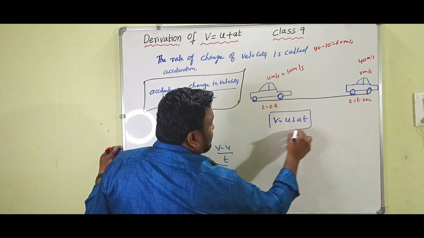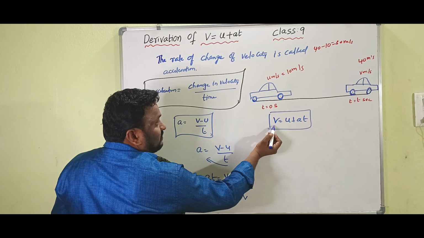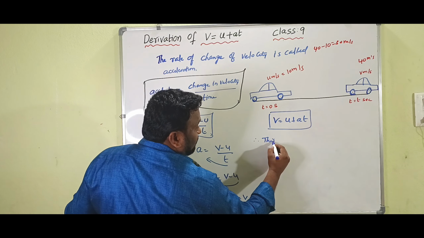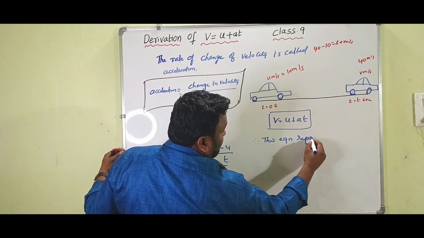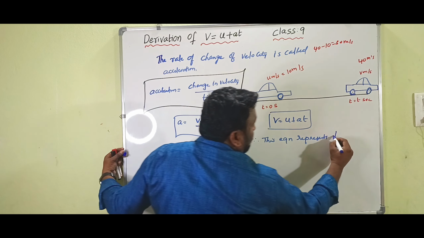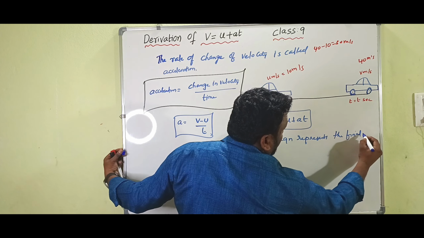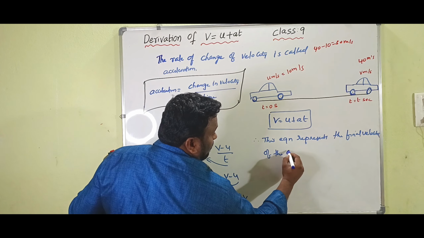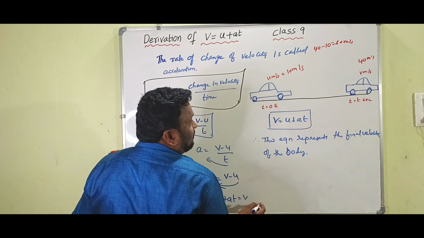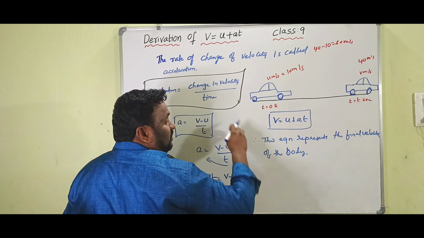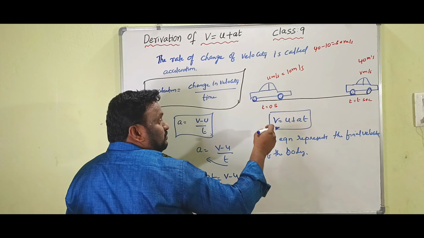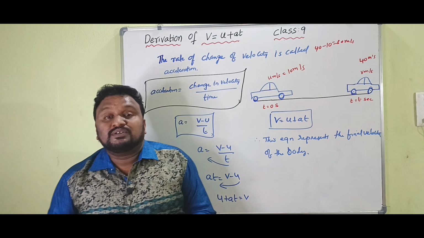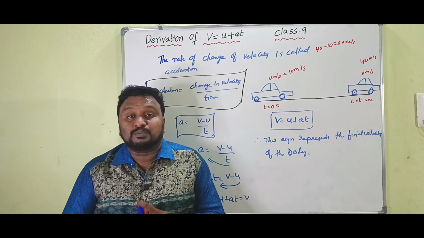So tell me now, what does this equation represent? What is v? Yes, v is the final velocity. Therefore this equation represents the final velocity of the body, of the car. Got it? In mathematics there are so many problems. Later we will discuss problems related to these equations. Okay children, in this way we can derive the equation of motion v equals u plus at.